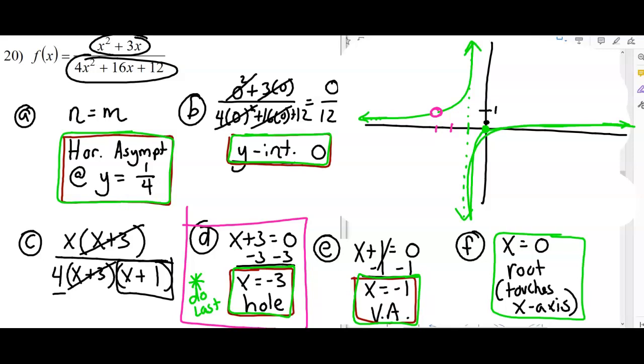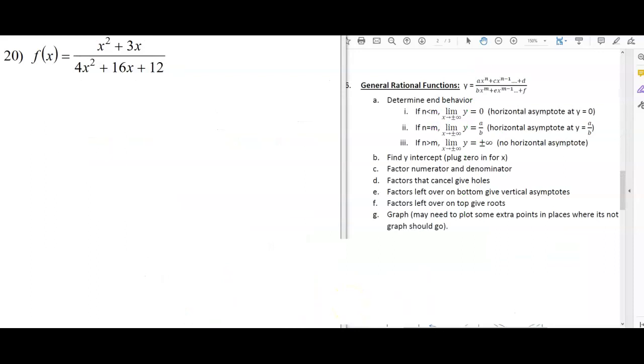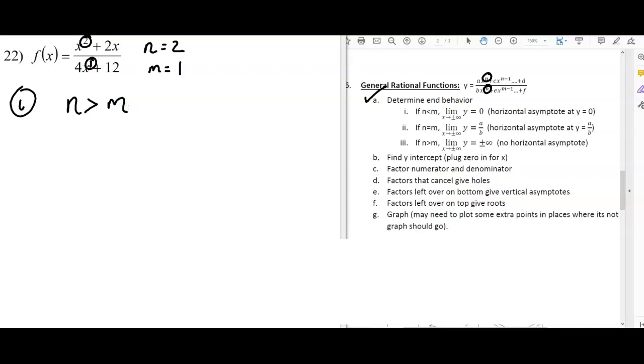Let's go ahead and take a look at one more of these types of problems. I know these ones are a little brutal, so hang in there with me. We've got one more of these types of problems. All right. So, determine the end behavior by looking at n and m. So in this case, my n is 2 and my m is 1. And therefore, n is greater than m.